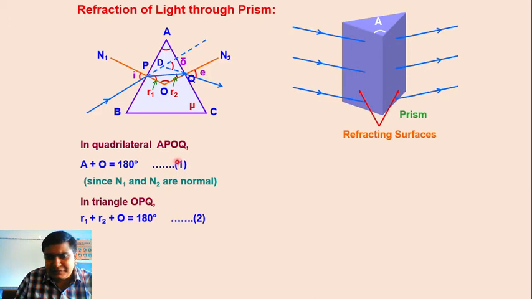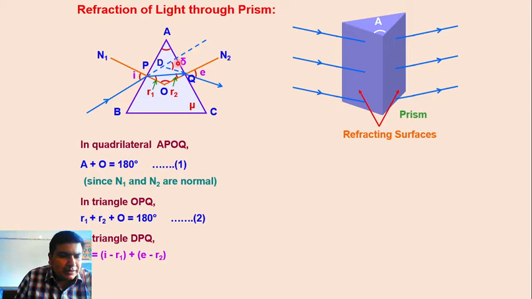Now we can take another triangle, triangle DPQ. Here delta is the exterior angle, equal to the sum of angle P and angle Q, which are i minus r1 and e minus r2. So delta equals i minus r1 plus e minus r2, because in triangle DPQ, delta is the exterior angle. Now, delta equals i plus e minus (r1 plus r2).